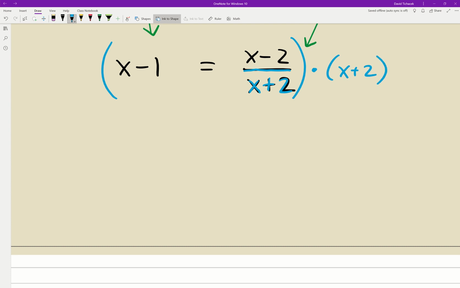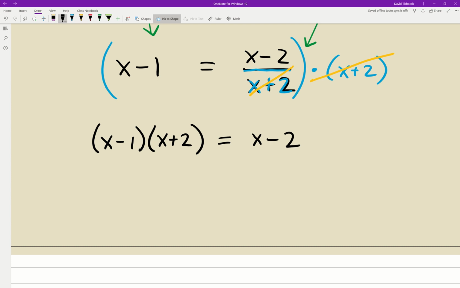Okay, and so what that's going to do on the left-hand side is multiply times x minus 1. We're going to have x minus 1 times x plus 2 on the left. And then, of course, on the right-hand side, we look at those as inverse operations, right? If I have a divided by x plus 2 and a times x plus 2, those cancel each other out, just simply leaving us with the x minus 2 that was on top, okay?